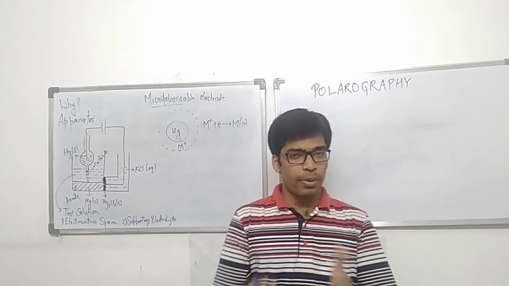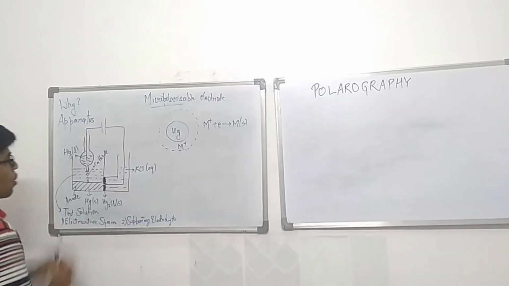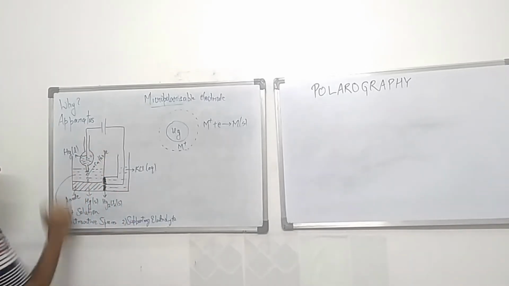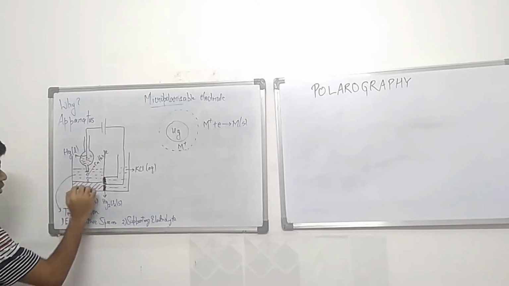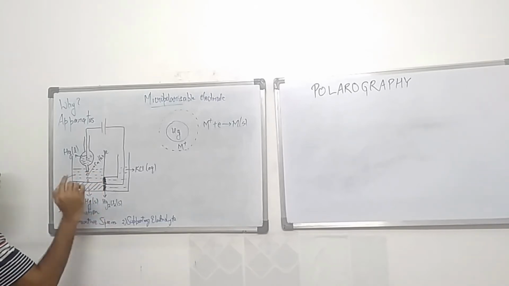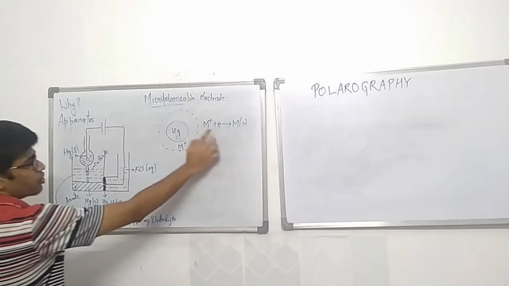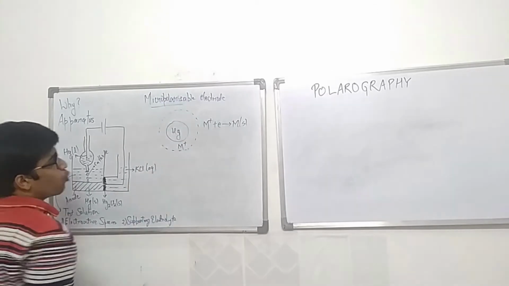Now we'll get into the apparatus that we have. So in case of a typical polarography apparatus, what do we have? We have a round glass beaker which has the liquid mercury, and it has an opening through which the drops of mercury come down. Now these drops of mercury are actually the cathode over which the reduction is taking place, and this drop is also known as the micropolarizable electrode.